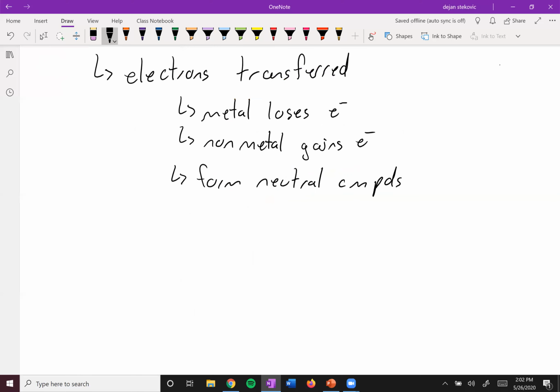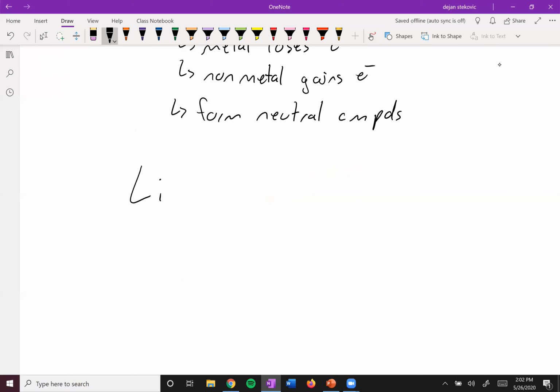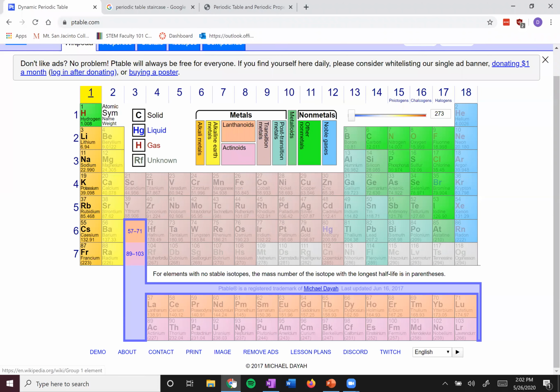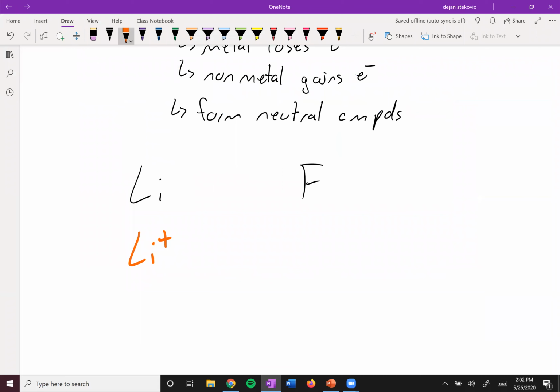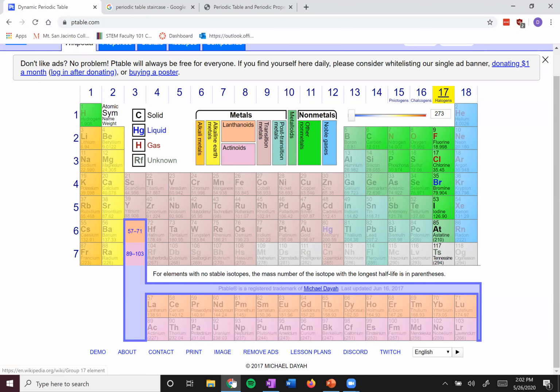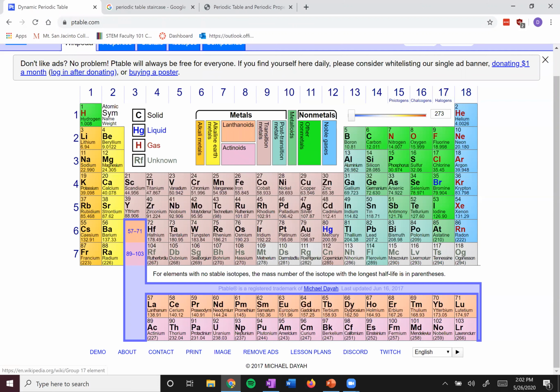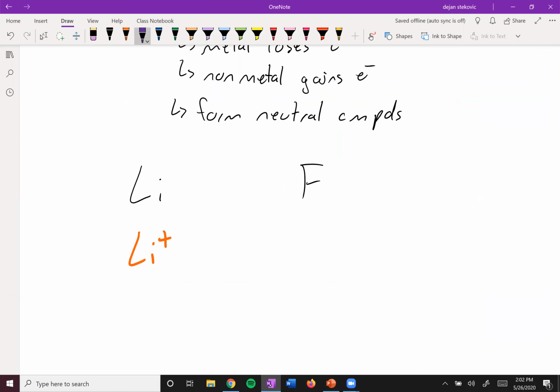So if we think about the combination of a metal and a nonmetal, lithium and fluorine, if we check out our periodic table, we see lithium is in the first group, so it's going to want to form a charge of +1. If we think about fluorine over here, it's a halogen. It's one spot away from the noble gases, so it's going to want to gain an electron, so it's going to want to become F-. And so you can see if we just combine these two, we get LiF, right? The positive and the negative will cancel one another out. And so they will always form neutral compounds.